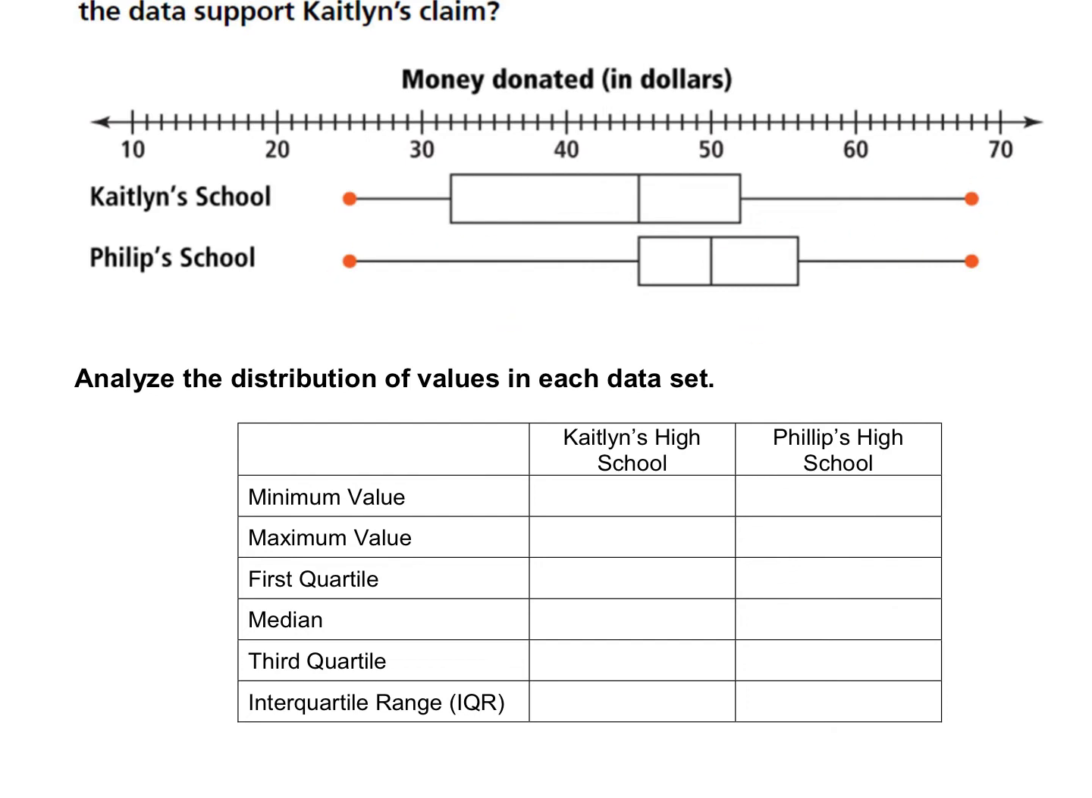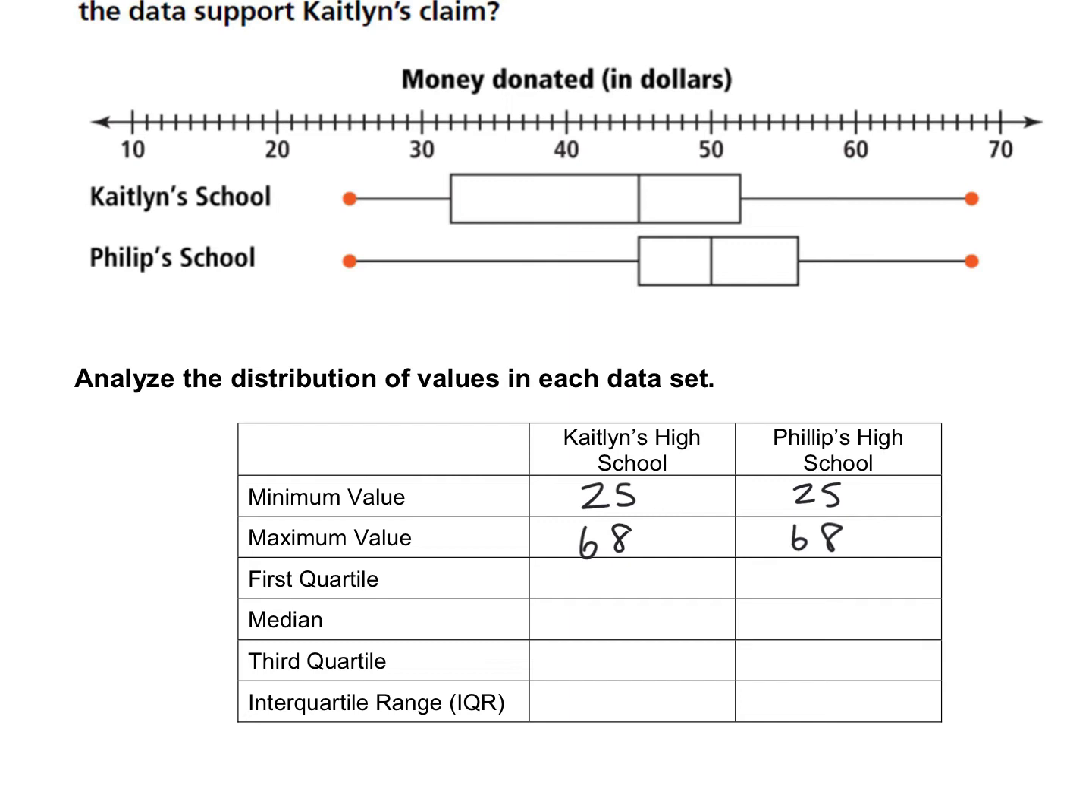So the minimum value for Caitlin we can see is at a 25. And the minimum at Philip's high school is also at a 25. So they have the same minimum value. The maximum value is going to be over here on the right, and those are both the same at 68. So they had students raise a minimum amount the same and a maximum amount the same.